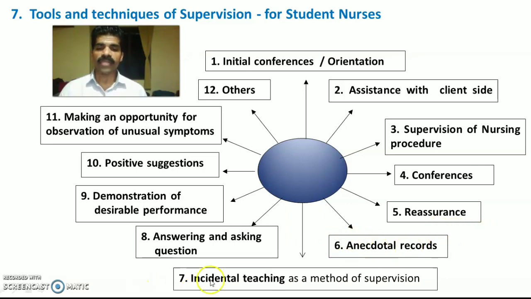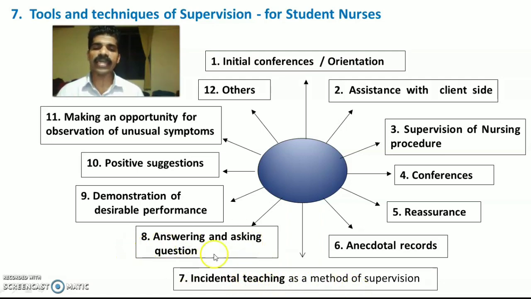The sixth tool and technique is maintaining an anecdotal record of each and every student. Then the seventh one is incidental teaching as a method of supervision. The opportunity is given to the student to have incidental teaching depending upon the various or new conditions in the clinical setting and the family. That means during the home visit, when there is a new incident in the family, giving the student the opportunity to conduct incidental teaching or health education to the family member, and supervising that incidental teaching as a method of supervision.